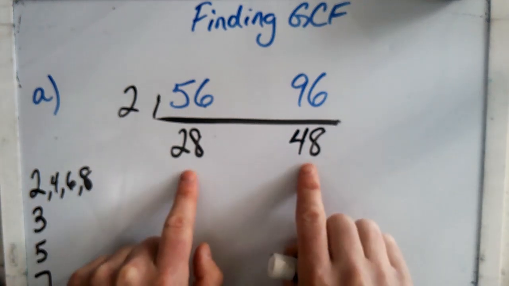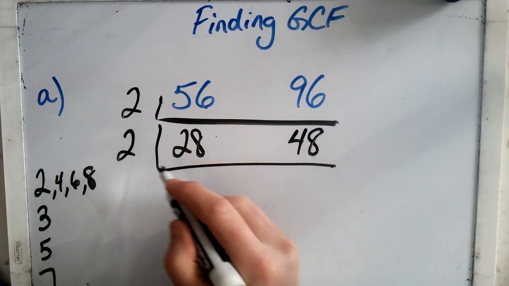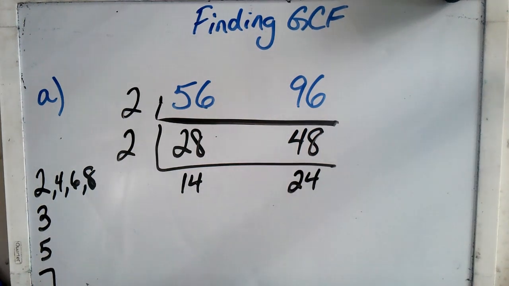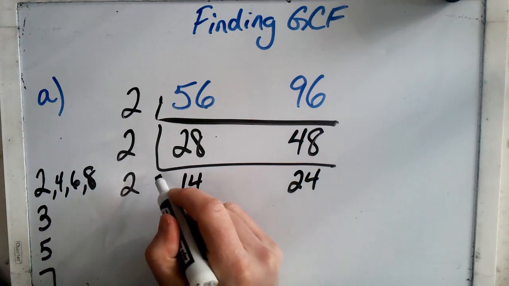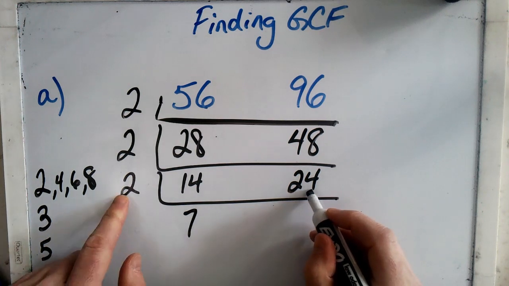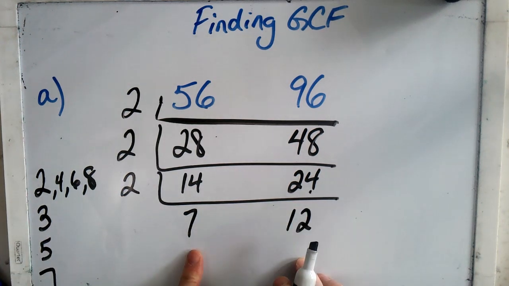Start with 2. 2 goes into both, and divide by 2. And we keep doing this until we run out of numbers that go into both. 14 and 24, 2 goes into again. 14 divided by 2 is 7. 24 divided by 2 is 12. We still end up with the same spot.